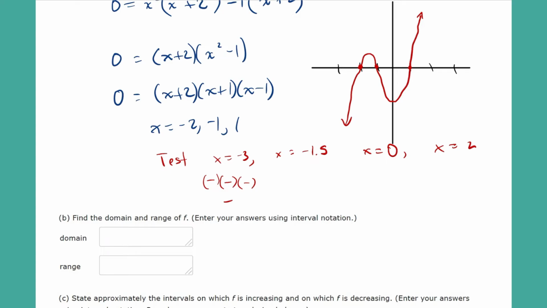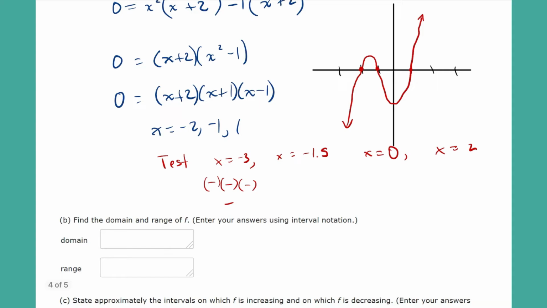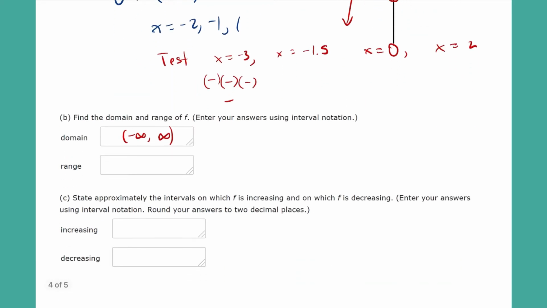All right, now we can just look at the graph and see that the domain is going to be -infinity to +infinity, because this is going to go indefinitely to the left and indefinitely to the right. So that's our domain, -infinity to +infinity. And our range is also going to be -infinity to +infinity, because that's going to go indefinitely down and indefinitely up. So domain and range are the same in this case.